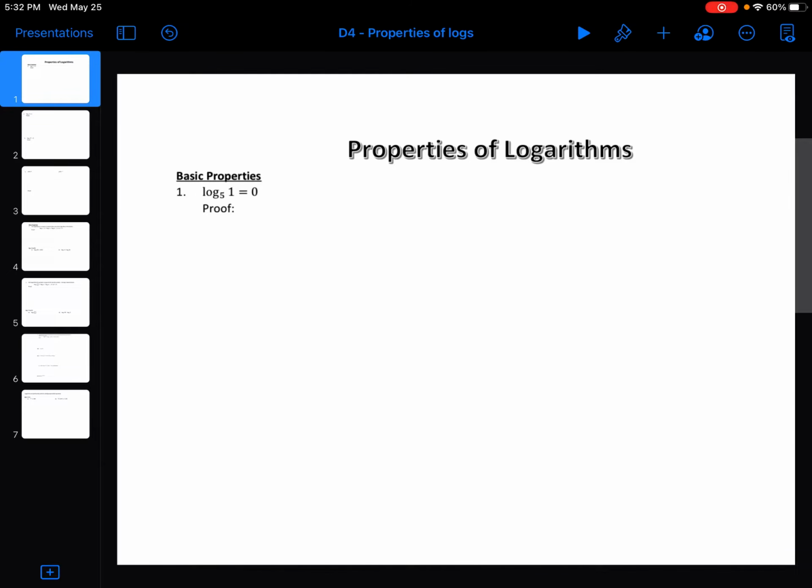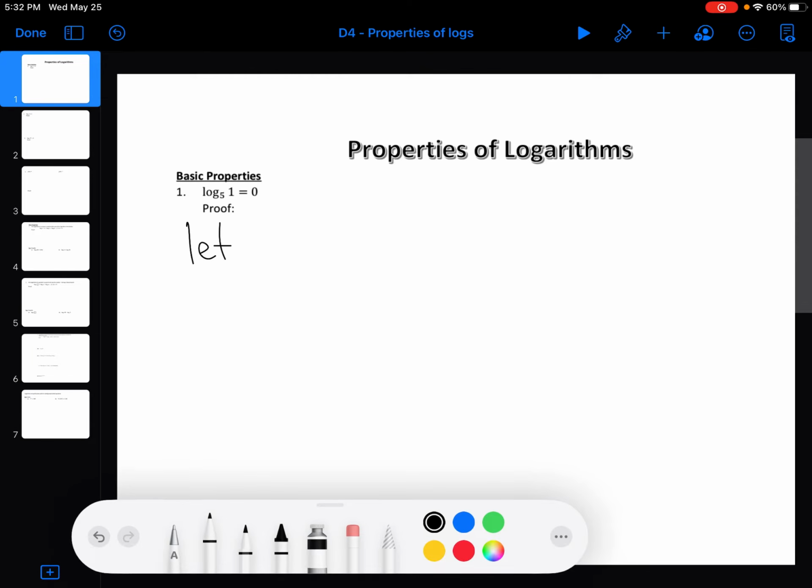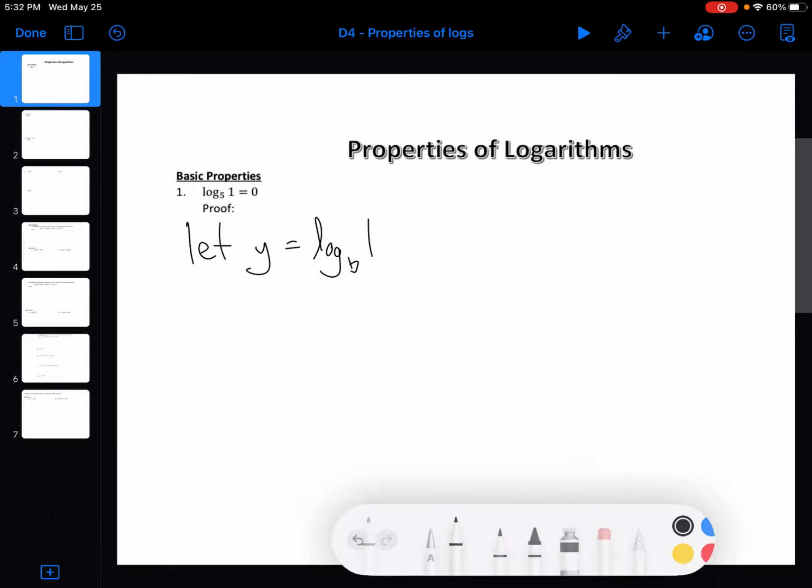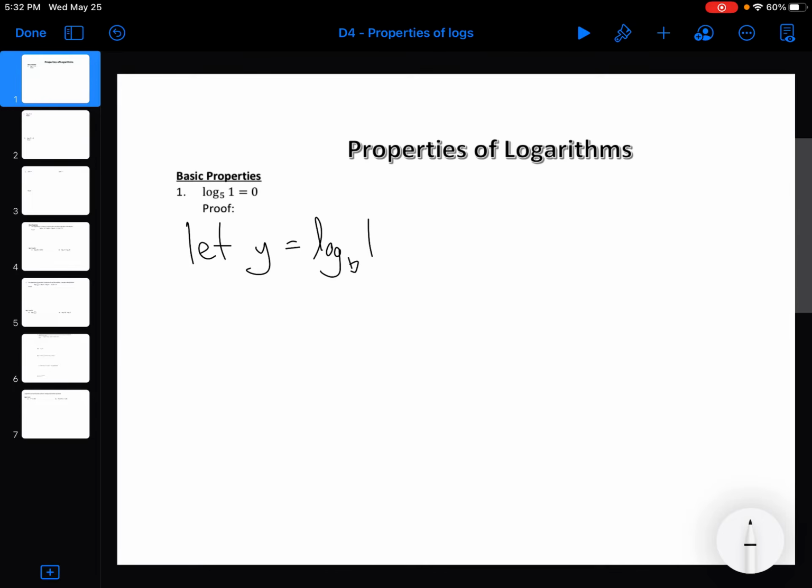So if we let y equal log of some base, and we want it to equal 1, and we change that into exponential form, we would have b to the exponent y equals 1. Now the only way to always equal 1, regardless of what the base is, is if y equals 0. So that proves that the only way for this to happen is when we have 0 as our answer.